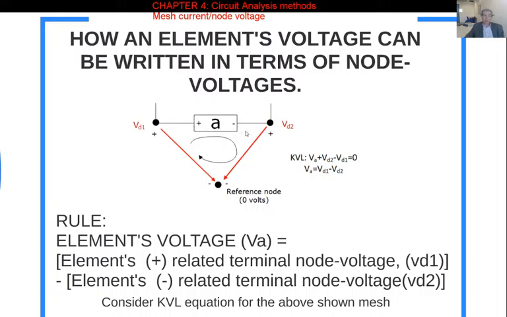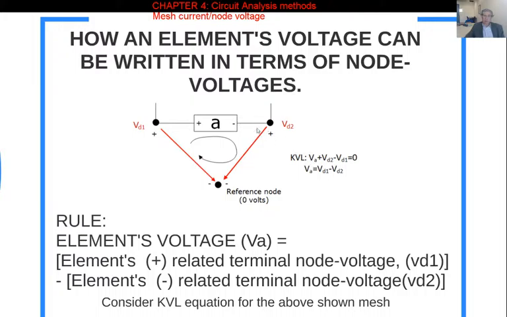Assume that there is a loop here, or you might call it a mesh as well. In that loop, we can write the Kirchhoff voltage law equation. Let's write it. I have chosen a direction here for the loop. The direction of this loop current is the same, according to passive sign convention, as the A element's current reference from left to right. So VA has a plus in front of it.